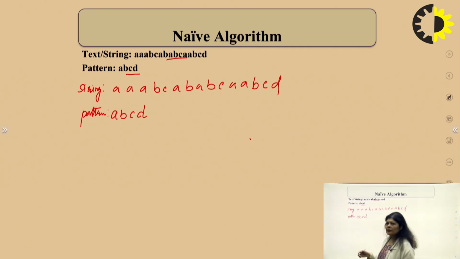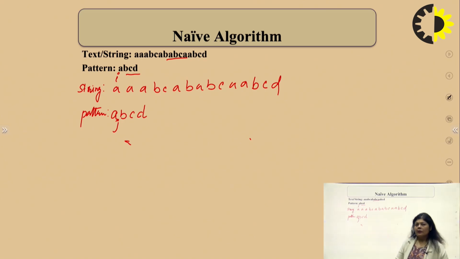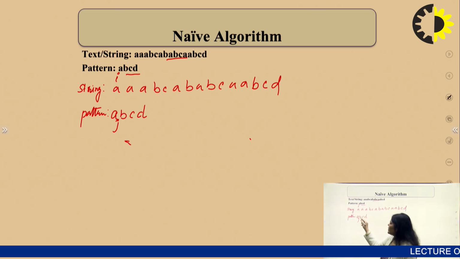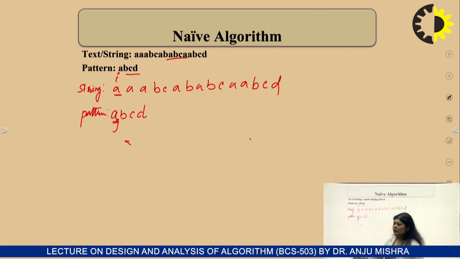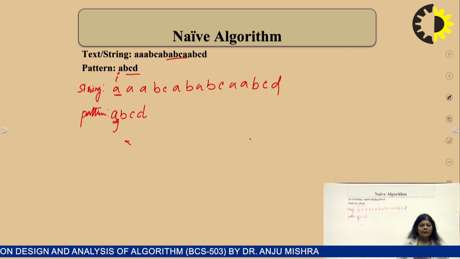I will take two variables to go through the string as well as through the pattern, right? So I assume that I is the variable that is iterating through the given string or the text, and J is the variable which is going through the pattern. Now, J and I are going to be initialized with the first character of the string and the pattern. So I we are going to set to the first character of the string, and J we are going to set to the first character of your pattern.